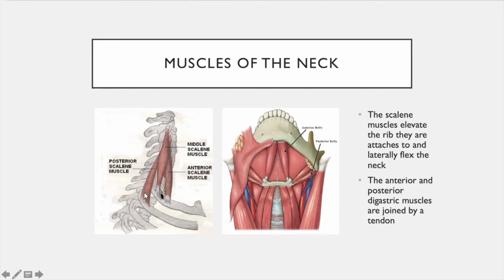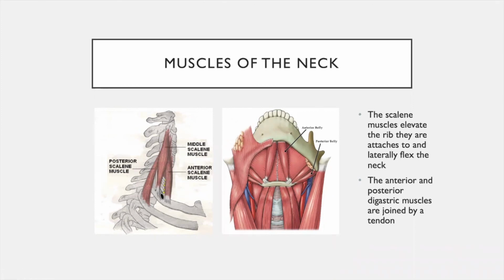A group of muscles located more laterally on the neck are the scalene muscles. The scalene muscles are a group made of the posterior scalene muscle, the middle scalene muscle, and the anterior scalene muscle. These muscles are going to act to flex the neck laterally. They will also act to elevate the rib to which they are attached.